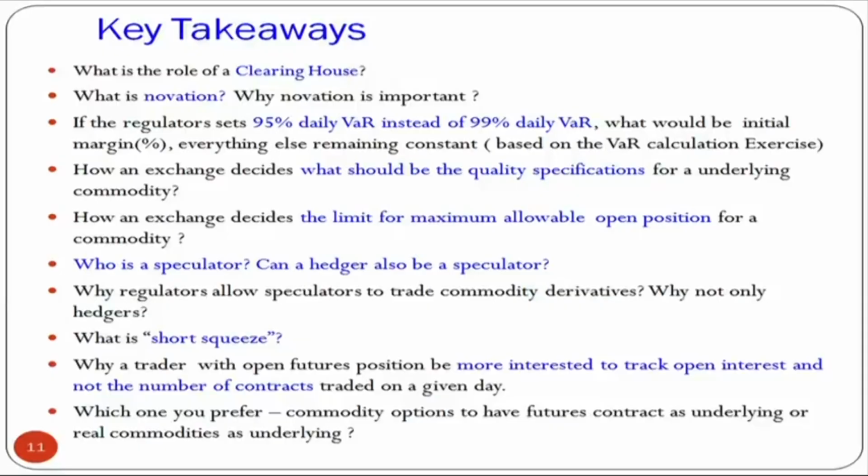However, from the last couple of sessions there are certain key takeaways mentioned in this particular slide. What is the role of a clearing house? What is novation? How can value at risk be calculated? How does an exchange decide the quality specification for an underlying commodity, and how does an exchange decide the limit for maximum allowable open position? Who is a speculator, and what is a short squeeze?